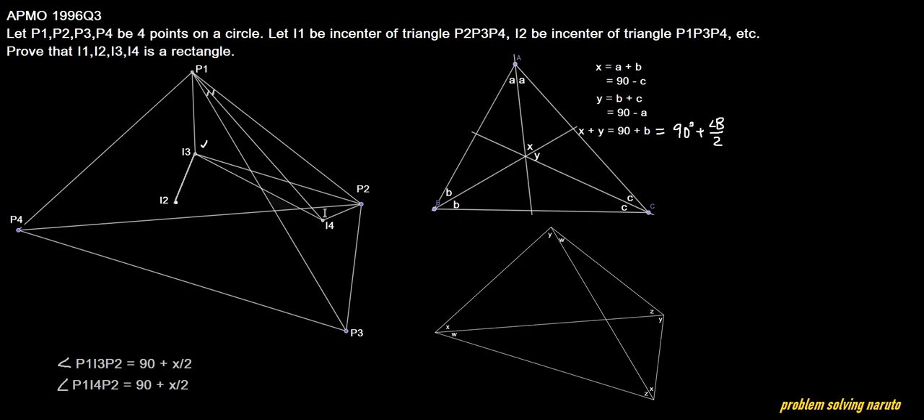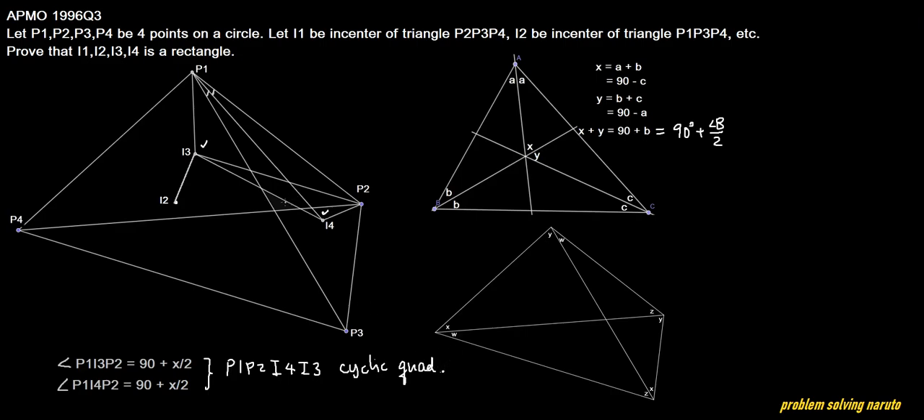Since these two angles are the same, that tells me these four points form a cyclic quadrilateral. P1, P2, I4, I3 is a cyclic quadrilateral.